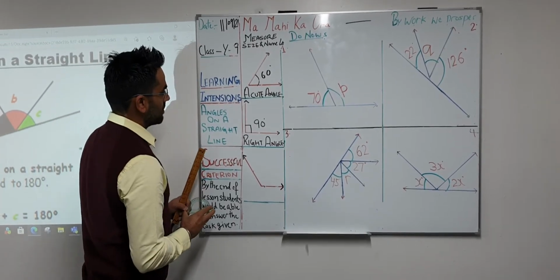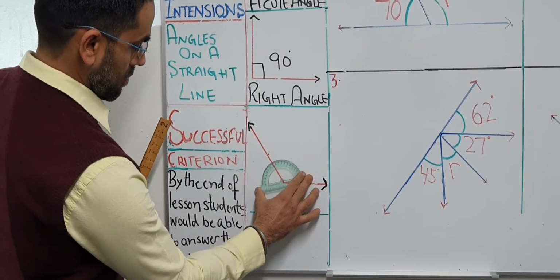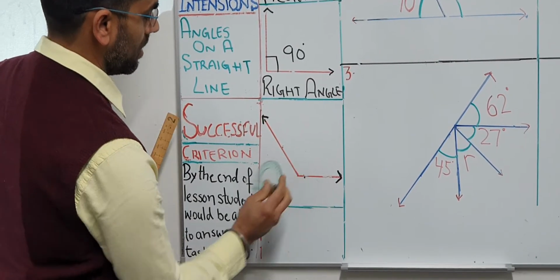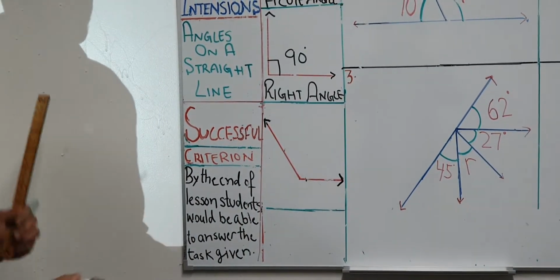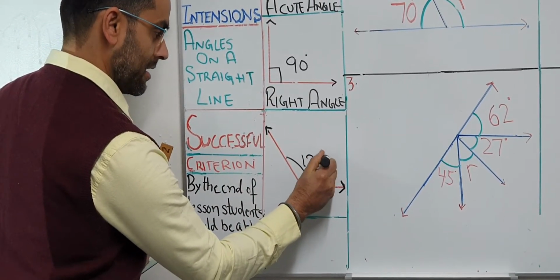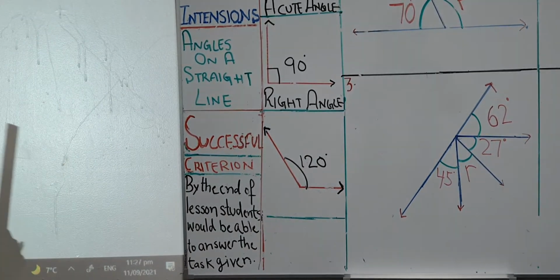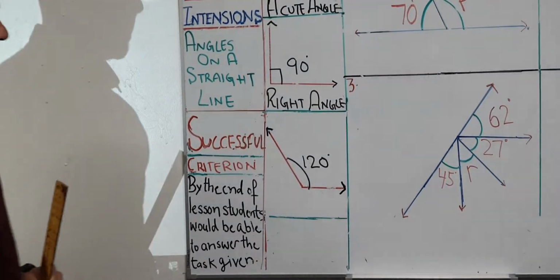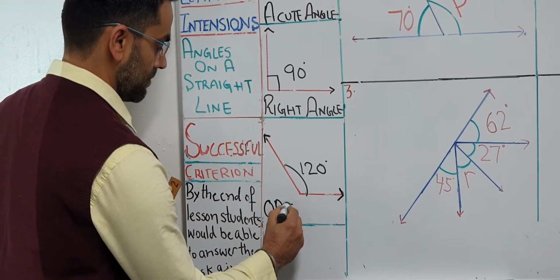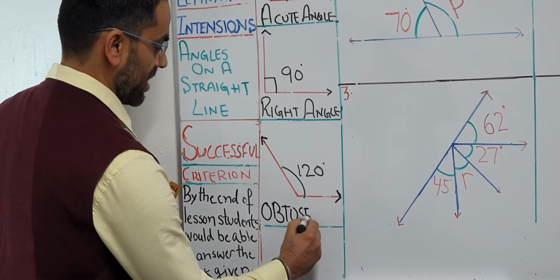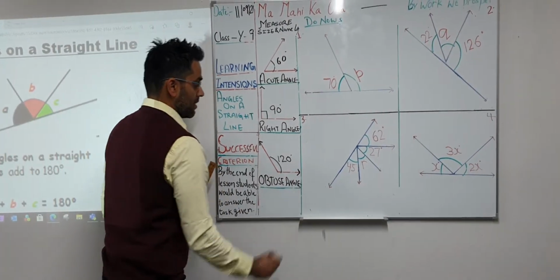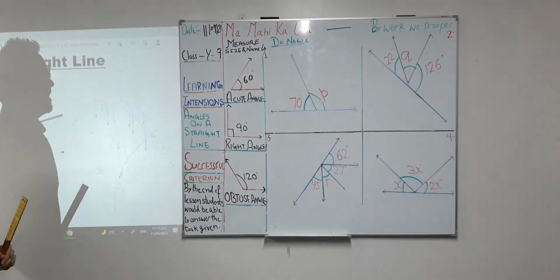So I'm going to measure it. So this is, you see, 120. I'm going to write it here, 120. And this angle is more than 90 and less than 180, and this is an obtuse angle. Obtuse angle. Note it down and check your answer, please.